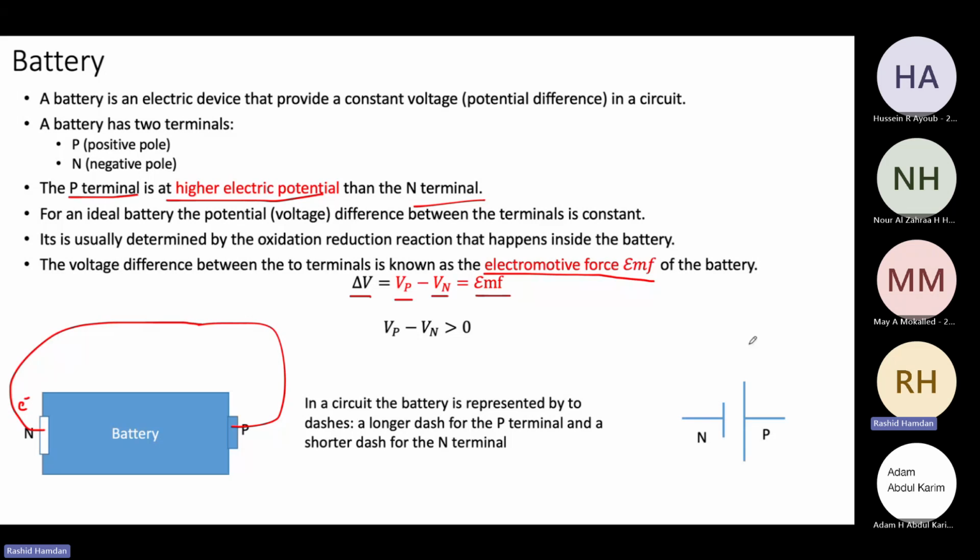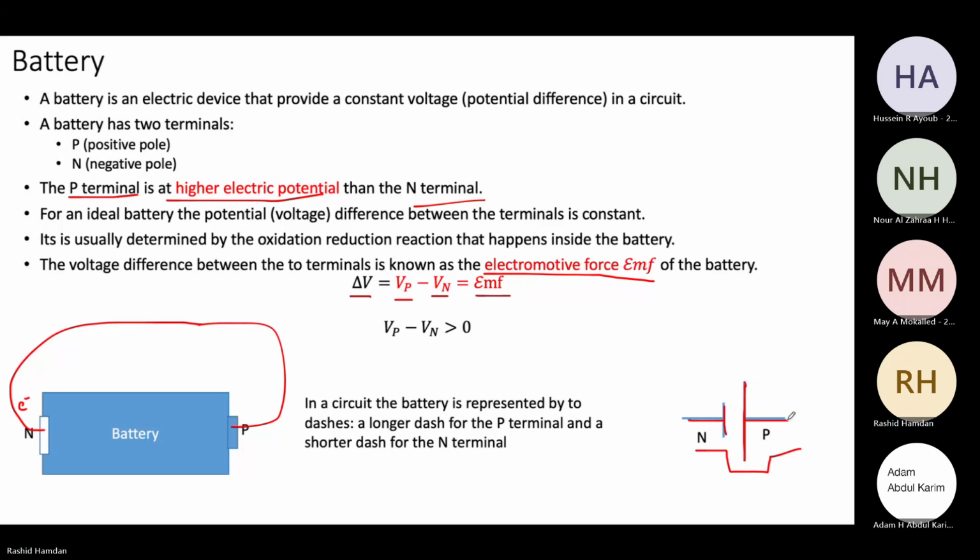Now, to represent the battery in the circuit, we're going to represent it in this way. A small dash represents the negative terminal, of course, then the wire connected to it, and a large dash represents the positive terminal of the battery.